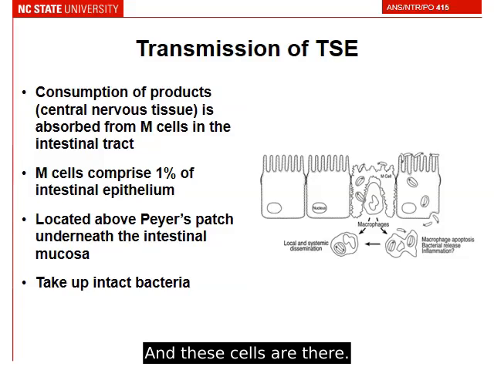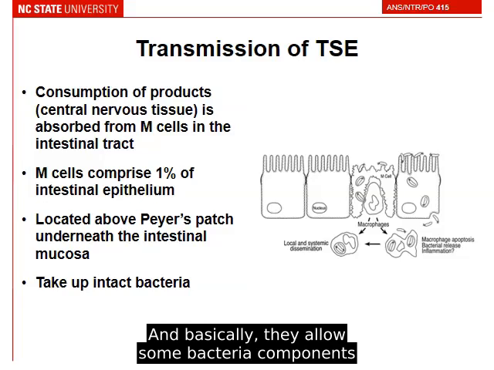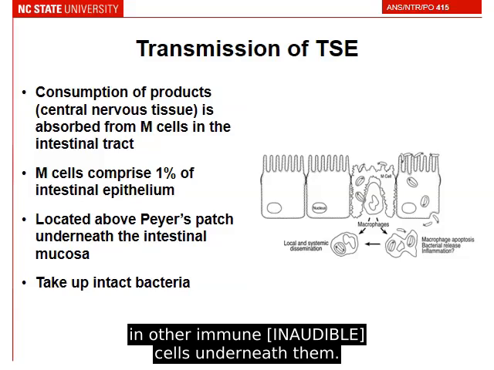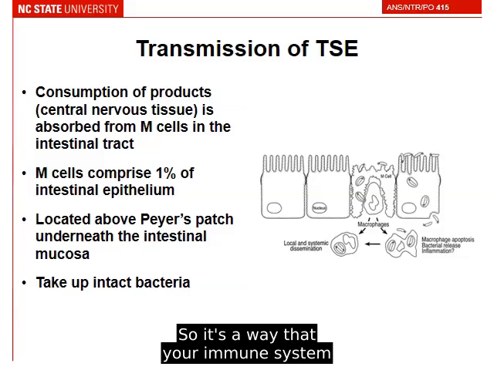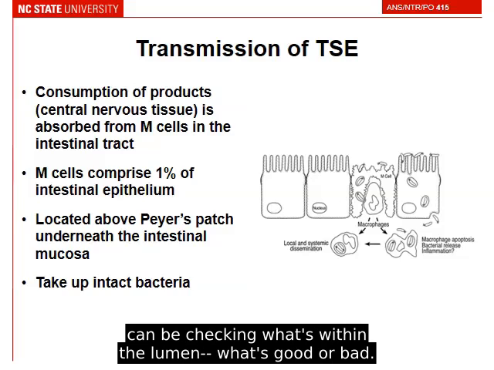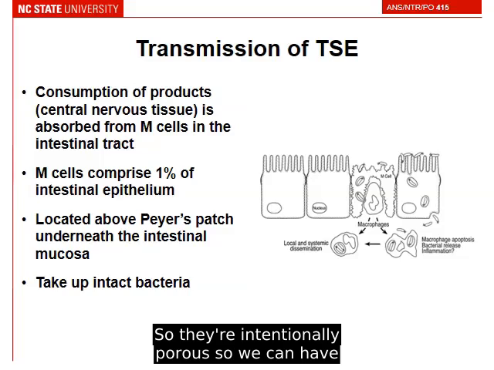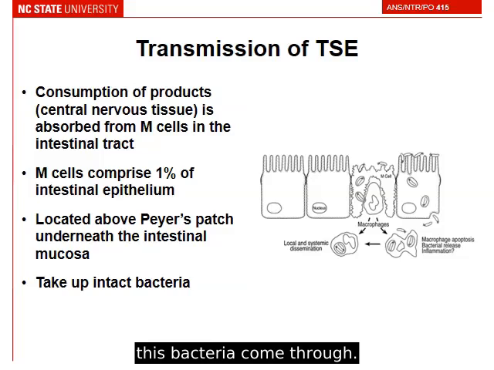And these cells basically allow some bacteria components to come through and meet the macrophages and other immune cells underneath them. So it's a way that your immune system can be checking what's within the lumen, what's good or bad. And these M cells are pretty porous, so they're intentionally porous so we can have this bacteria come through.